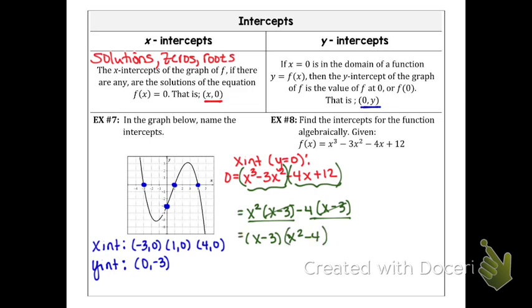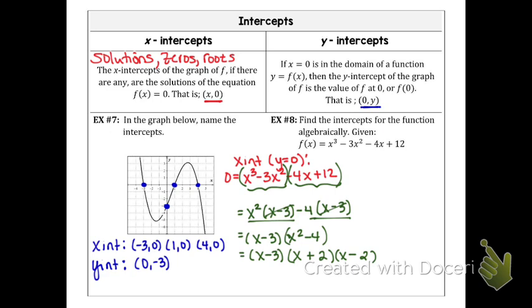Now we're still not done factoring because the x squared minus 4 is a difference of squares. And so I'm going to bring down my x minus 3. And remember, with difference of squares, you're going to have 2 parentheses. One's going to have a plus, one's going to have a minus. And you take the square roots. The square root of x squared is x. Square root of 4 is 2. And now everything is factored completely.